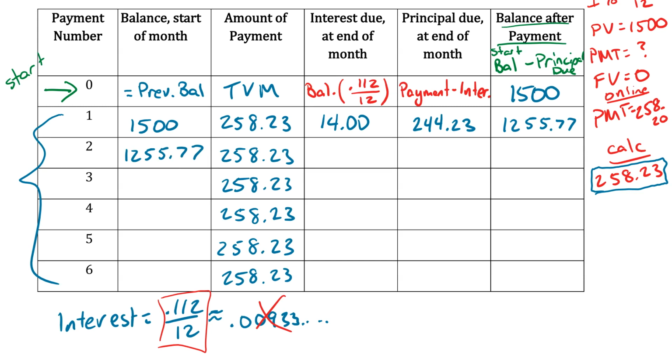In order to get the interest due, we take that balance and we're going to multiply it by that 0.112 over 12. All right. When you do that, you should end up with 1172. And remember, during this whole process, we're going to be rounding to the nearest cent because we're talking about money. All right, next, we take the amount of the payment and subtract the interest due. When we take the 258.23 and subtract 1172, we're going to get 246.51.